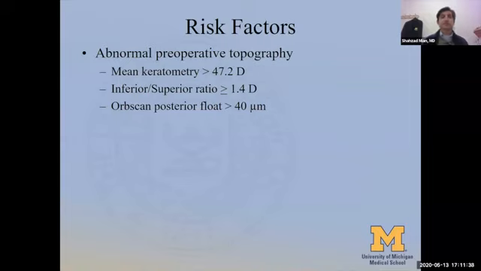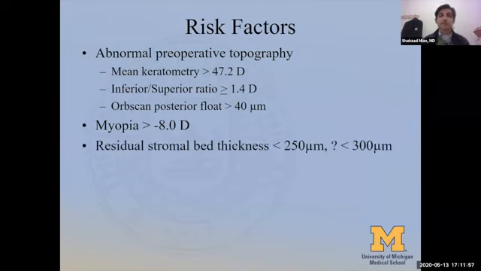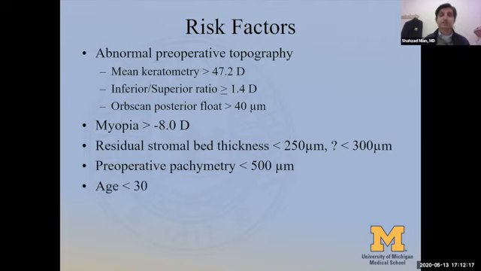Risk factors for ectasia, of course, include abnormal preoperative topography findings. This includes, again, a central corneal curvature that's greater than 47, the difference in inferior superior ratio, again, findings on tomography, including the Orbscan with posterior float. Patients who are high myopes, defined by -8 or more. Patients where preoperatively we can predict will have a thinner residual stromal bed. Historically, we've used a number of 250 microns, but most people now tend to use a number of 300 to be on the conservative side. Patients who have preoperative pachymetry less than 500 microns. Younger patients who are aged less than 30. Patients who have a family history of ectatic corneal disease.